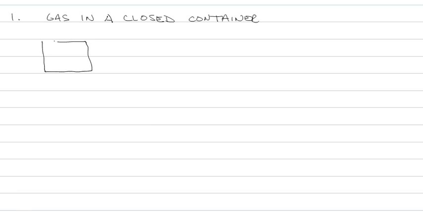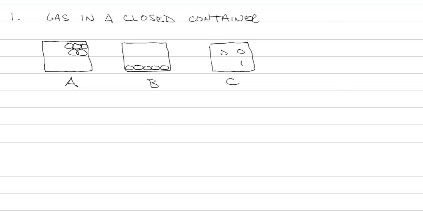Number 1. Which represents a gas in a closed container? So 3 possibilities: A, B, or C. You can always pause if you want to think about it before you answer it, but the correct choice should be C.